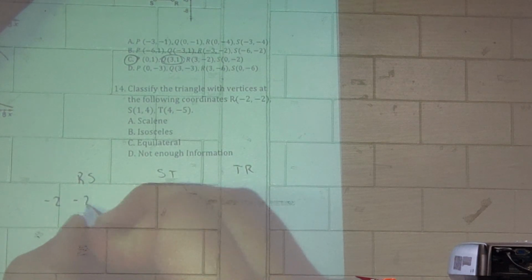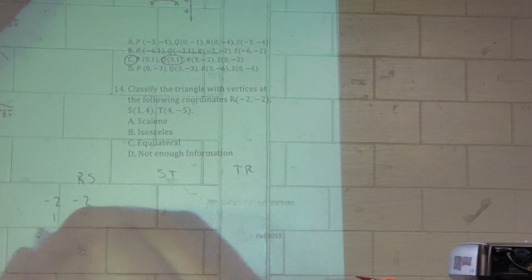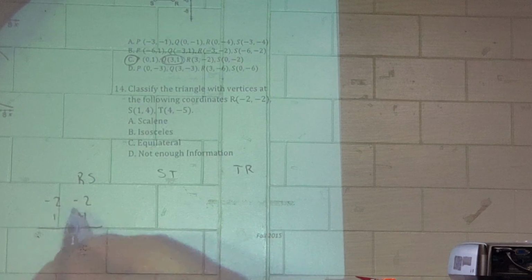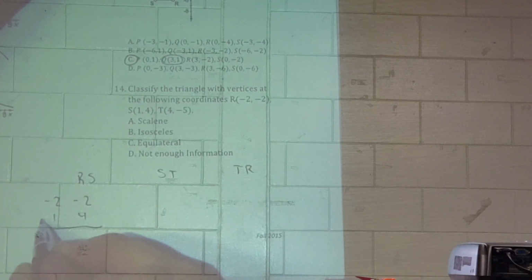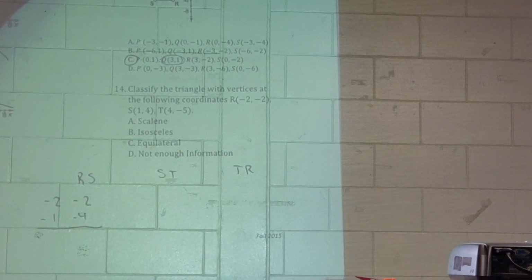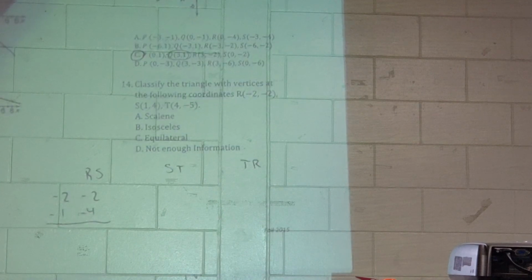RS: R is at negative 2, negative 2. S is at 1, 4. Remember, I don't really use that distance formula. I put 1 point on top, 1 point on the bottom. And that point on the bottom, I switch to the opposite signs. Anything that's positive becomes negative. Anything that's negative becomes positive.